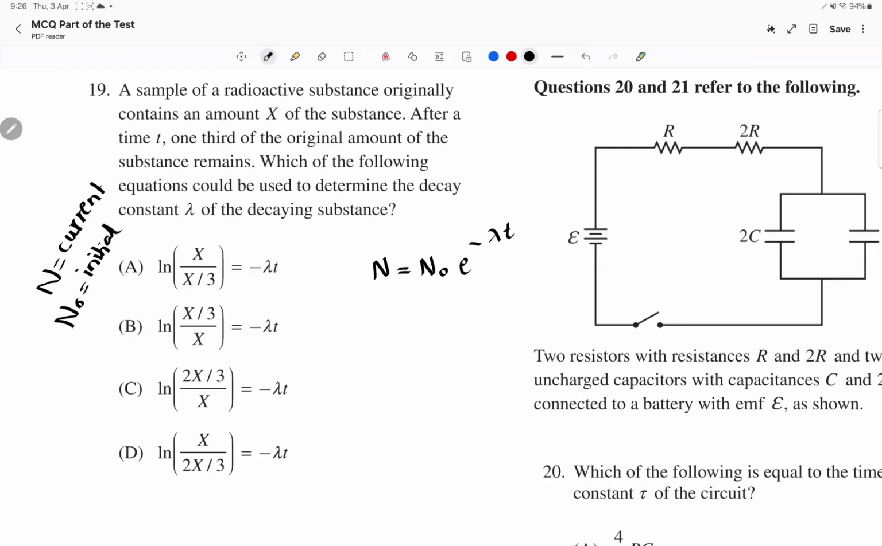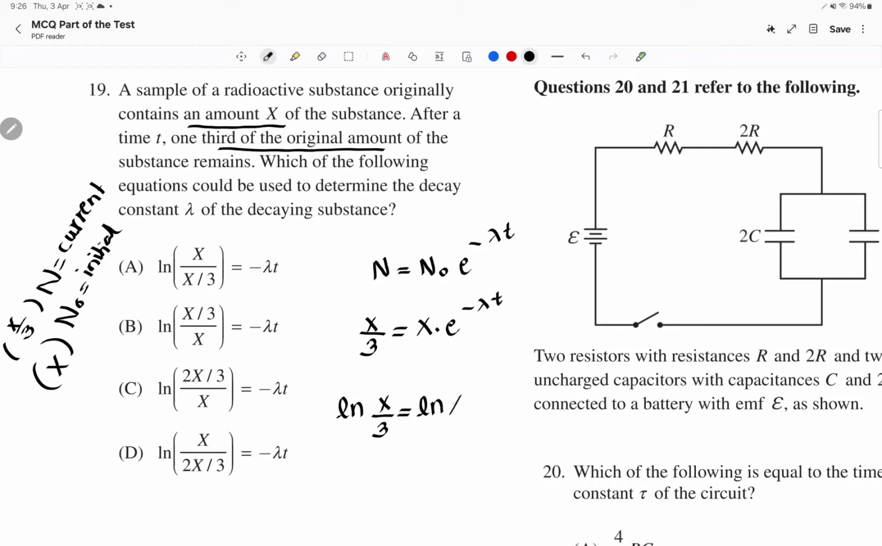Now, initially, or originally, we have X. But currently we just have 1/3 of X. So now we know that capital N is going to be X over 3, while N0 is just X, times e^(-λt). Now you see how all the choices are in terms of ln. That means we have to apply ln to both sides. So I'm going to have ln(X/3) equals ln(X e^(-λt)).